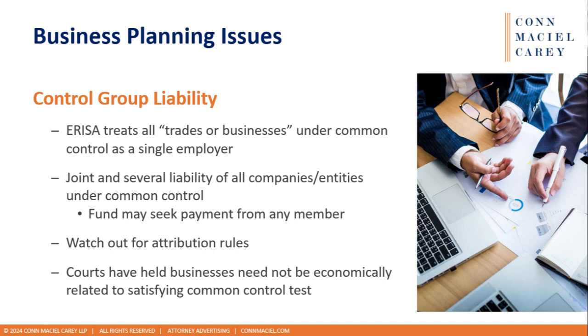And in this regard, I would urge you to watch out for attribution rules, which are common under the IRS, and they're also common under ERISA, that the fund will attribute ownership to various people in relationship to other people that hold ownership interests. For example, a husband and a wife, if their ownership interests can be attributed to one another for purposes of determining whether there's common control.